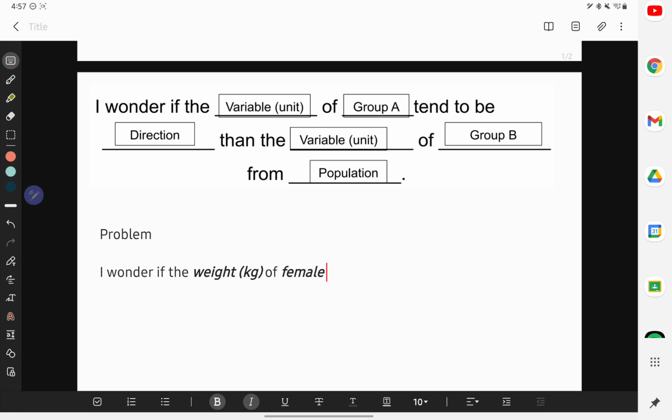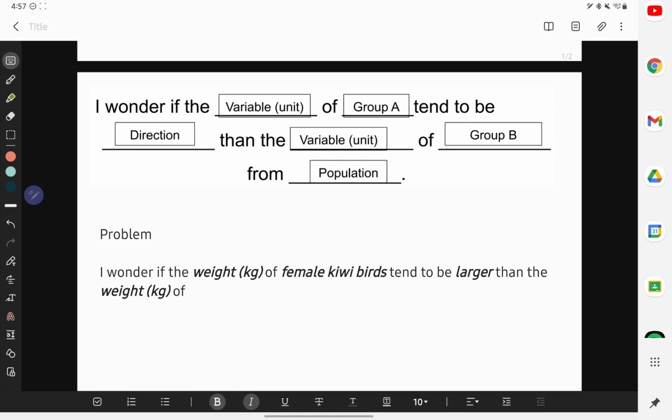I wonder if the weight of, let's say, female kiwi birds tend to be, and direction just means words like bigger or smaller or higher, lower, that kind of stuff. So I wonder if the weight of female kiwi birds tend to be, I'll say larger. You can say heavier, doesn't matter. Than the, and variable unit, it's the same thing again. Weight, that's kilograms.